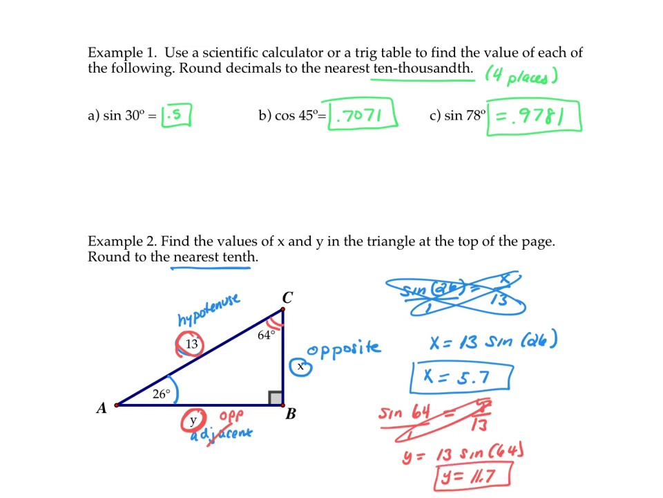Okay, you could have also used the 26-degree angle to find y as well. You would just have to use cosine of 26 is equal to y over 13. And when you cross multiply, you get y is equal to 13 cosine 26, and it would still be 11.7 for your final answer. So same answer using a different trig function.